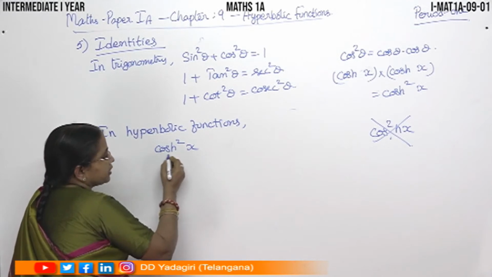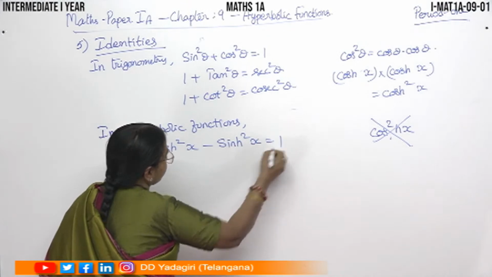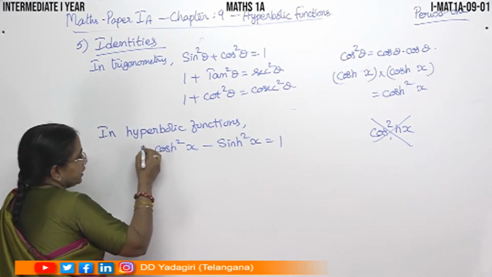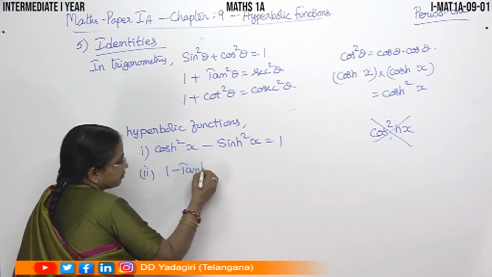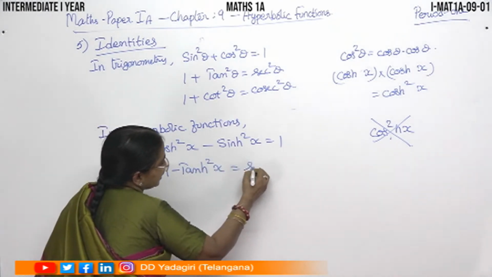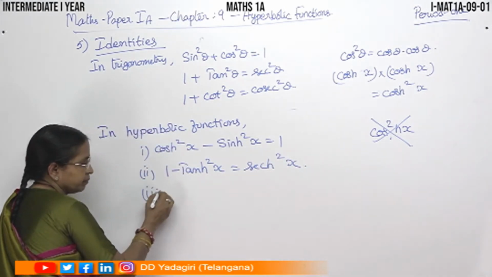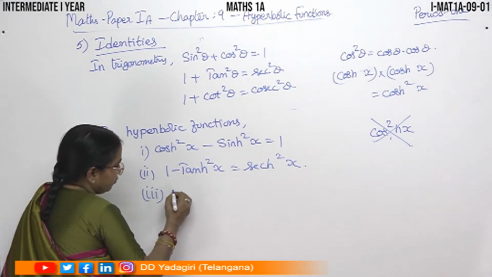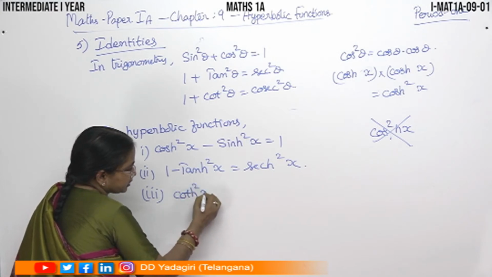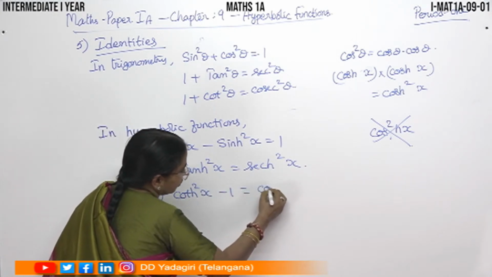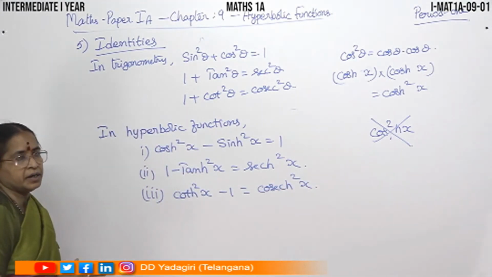So the first identity is cosh square x minus sinh square x is equal to 1. Now the second identity is 1 minus tanh square x is equal to sech square x. And the third one is coth square x minus 1 is equal to cosech square x. So these are the identities.